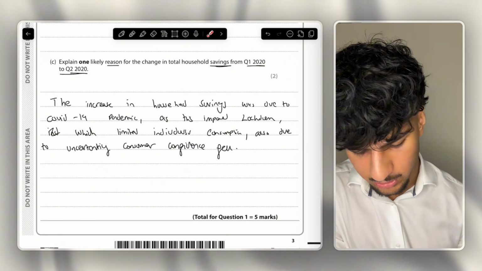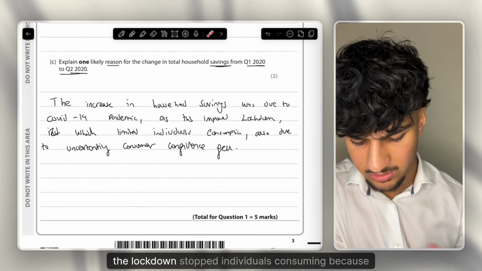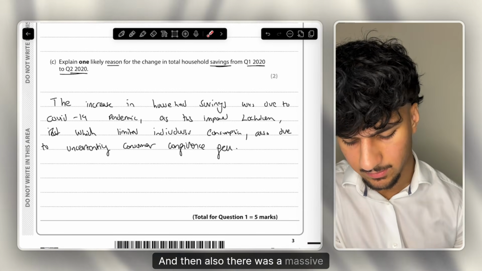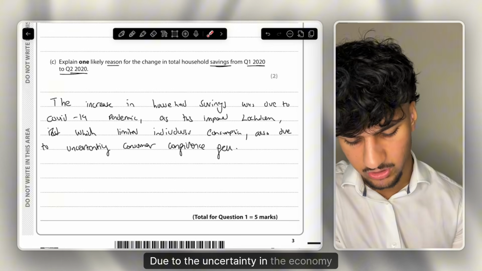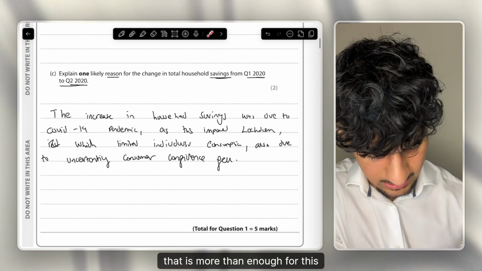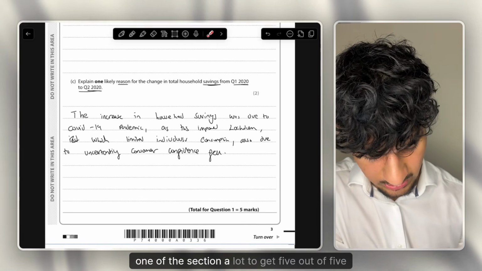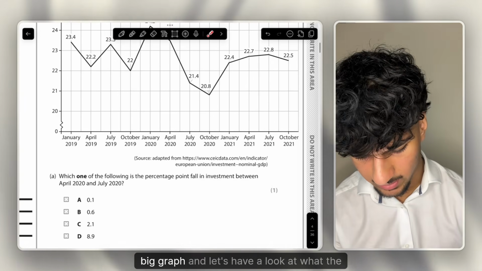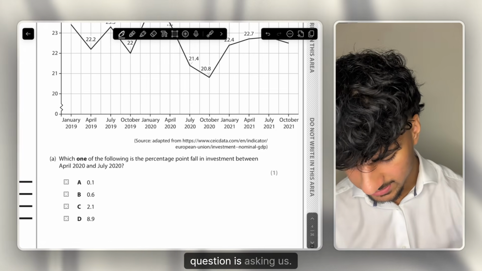So essentially, due to the pandemic, the lockdown stopped individuals consuming because they literally couldn't go out, and also due to the uncertainty in the economy, consumer confidence fell. But yeah, that is more than enough for question 1 of section A, and that's how to get 5 out of 5 marks. Moving on to question 2, we have another big graph, and let's have a look at what the question is asking us.